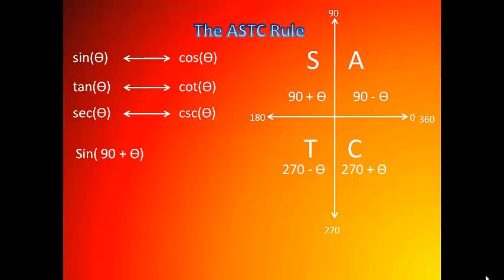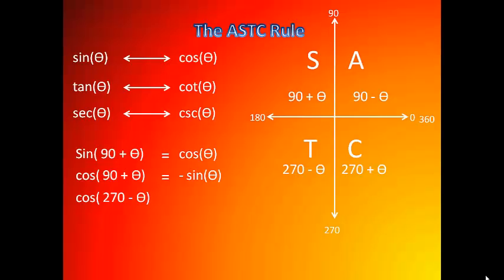Now sine 90 plus theta. First, 90 plus theta lies in the second quad. Its home is sine, and we are talking about sine, so no negative sign is needed. So 90 will convert sine into cosine. The result will be cosine theta. Cosine 90 plus theta. 90 plus theta lies in the second quad. Its home is sine, but we are talking about cosine, so we need a negative sign. And as we know, 90 will convert cosine into sine, so the result will be negative sine theta.